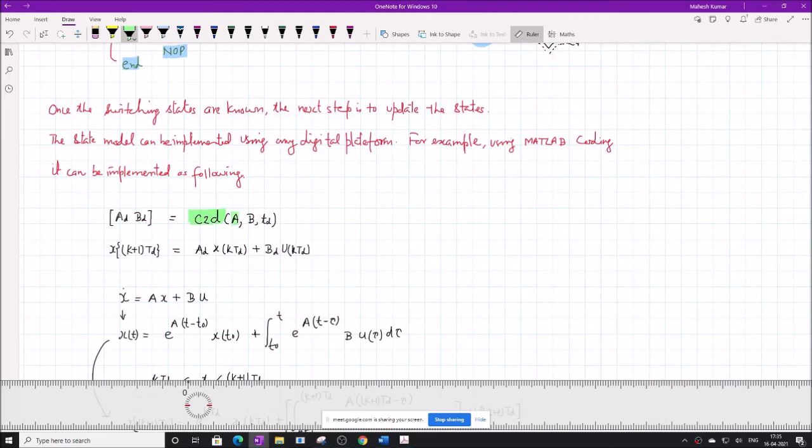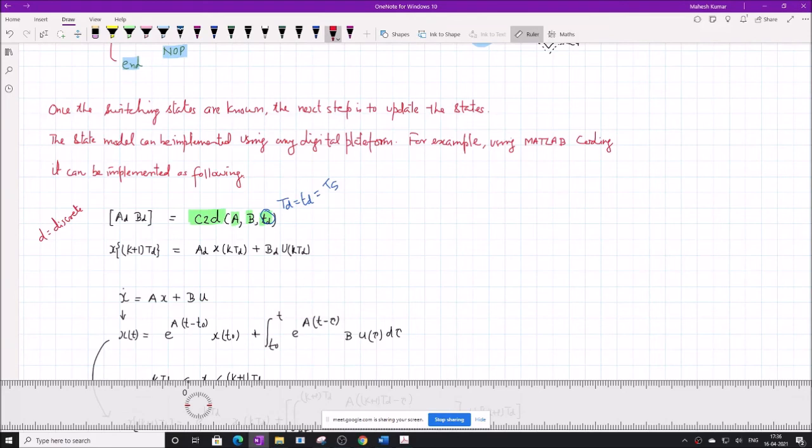We know matrix A and we know matrix B, and we define a sampling time T. In fact, TD I have used in the other discussion. It's called delay time, meaning the timing between two consecutive samples. Or you can say sampling time, TS, the time between two samples. If we give the timing here and put the A and B matrix, then the C2D command in MATLAB will give you AD and BD. So AD and BD are the system matrix and input matrix in the discrete domain. D for discrete.